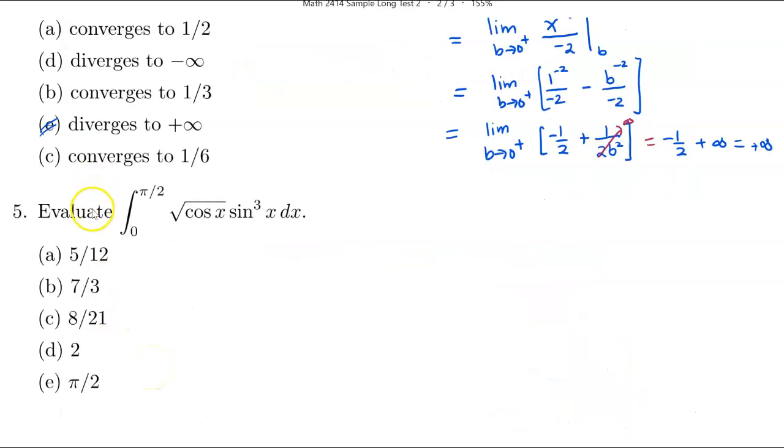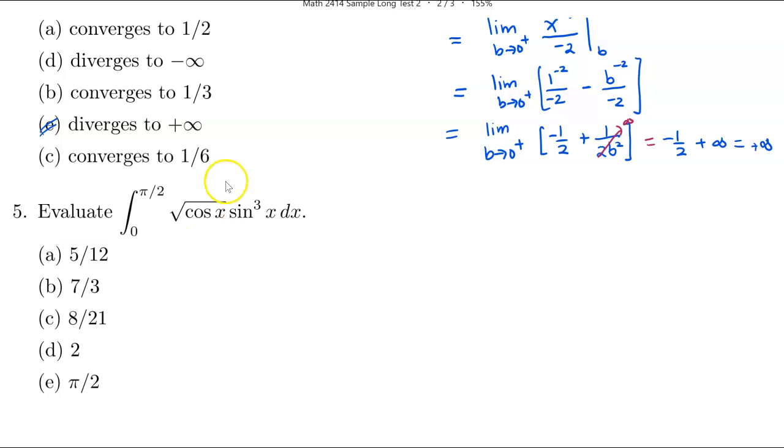Number 5, you are asked to evaluate the definite integral of the square root of x sine cube x dx from 0 to pi over 2. As a word of caution, remember that in the test, you may be asked to evaluate the indefinite integral. Sometimes it's definite, sometimes it's indefinite. In the exercises you would see mostly definite integrals because there's an added step, but on the test it may be just an indefinite integral. So make sure that you know how to do this. Okay, let's proceed to this number.